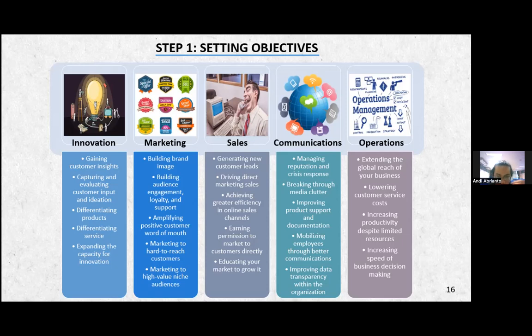Objectives that have been achieved by this and other customer network strategies range across the domains of innovation, marketing, sales, communication, and operations.